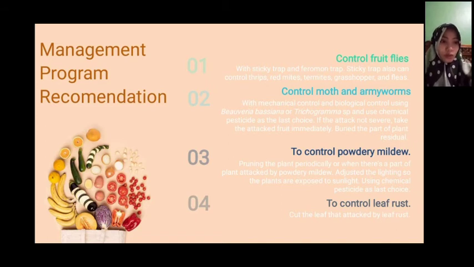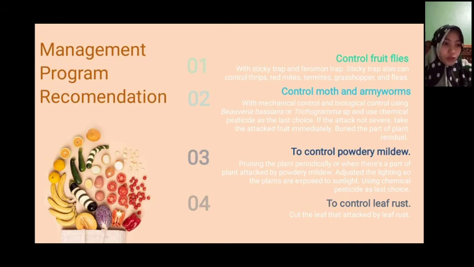Program 2, control moths and armyworms with mechanical control and biological control using Beauveria bassiana or Trichoderma sp, and use chemical pesticide as the last choice. If the attack is not severe, take the affected fruit immediately and bury the plant residue. Program 3, to control powdery mildew, prune the plant periodically or when there are parts of the plant affected by powdery mildew. Adjust the lighting so the plant is exposed to sunlight, using chemical pesticide as last choice.